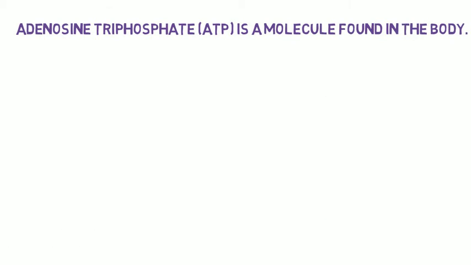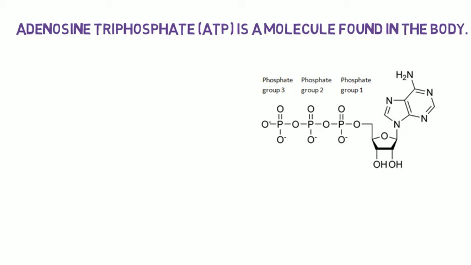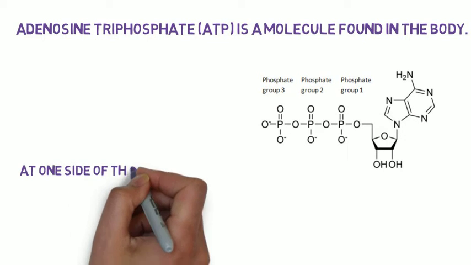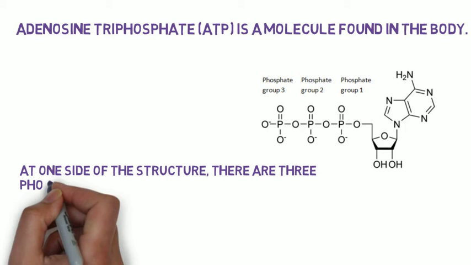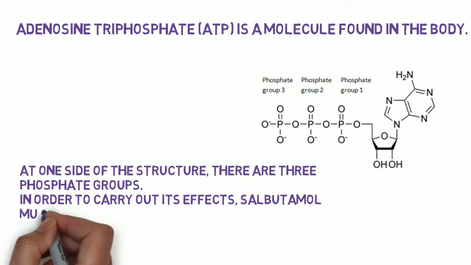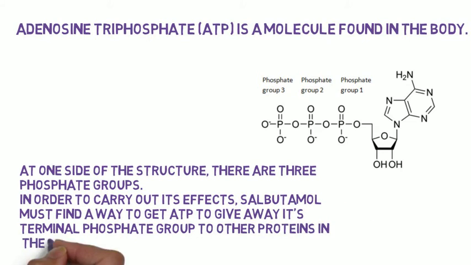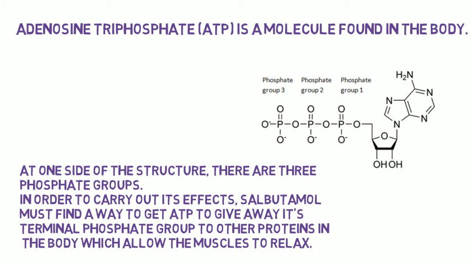Adenosine triphosphate, ATP, is a molecule found in the body. At one side of the structure, there are 3 phosphate groups. In order to carry out its effects, salbutamol must find a way to get ATP to give away its terminal phosphate group to other proteins in the body, which allow the muscles to relax.